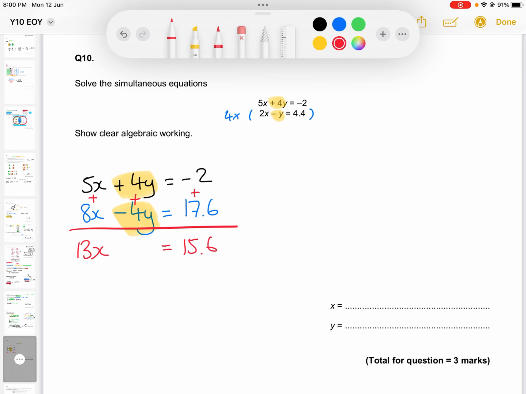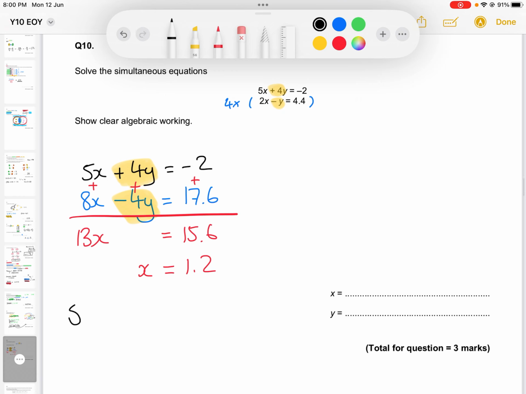And from there, we're then going to divide both sides by 13 in order to get x on its own. And when we do that, x equals 1.2. We then take that 1.2 and sub it back into either of these equations. It doesn't matter which one, but technically I like the first one more because of the fact that the y that we're going to be trying to figure out is positive here. We don't have to deal with the negative in the second one.